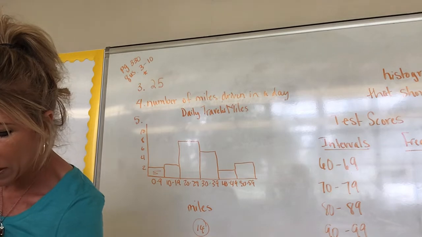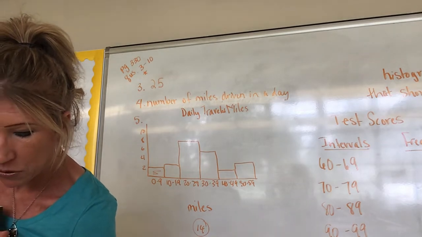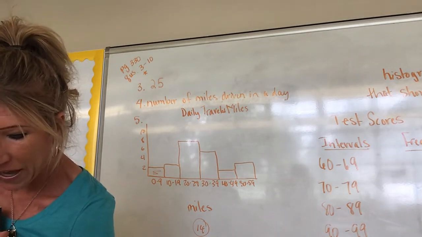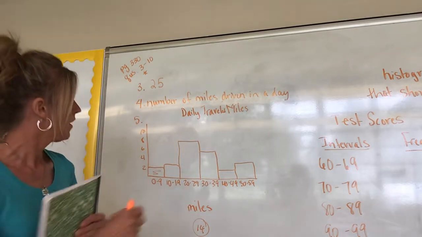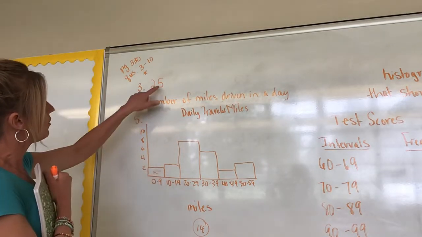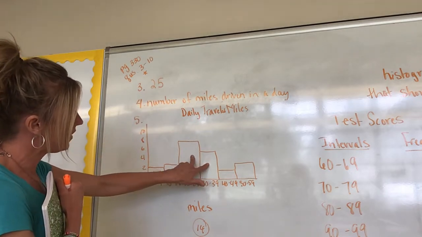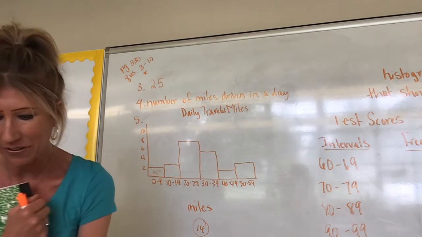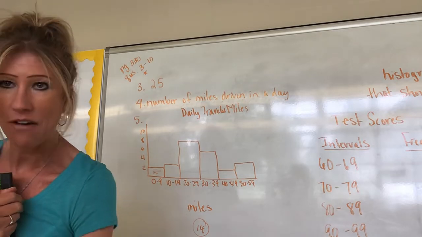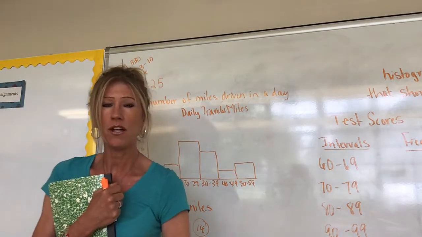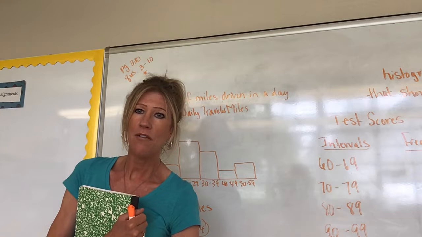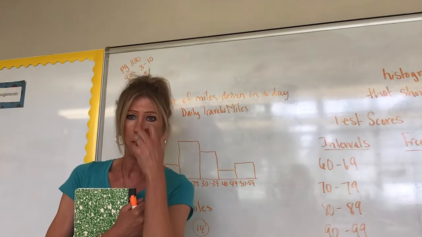Now, could we conclude from the histogram that the car traveled between 20 and 39 miles on more than half the days? Well, remember when we went back, we had 25 observations, and 14 fall between these 2 right here. And they're asking us, is that more than half? Well, we could say yes, that's more than half, because half of 25 would be, what, 12.5?